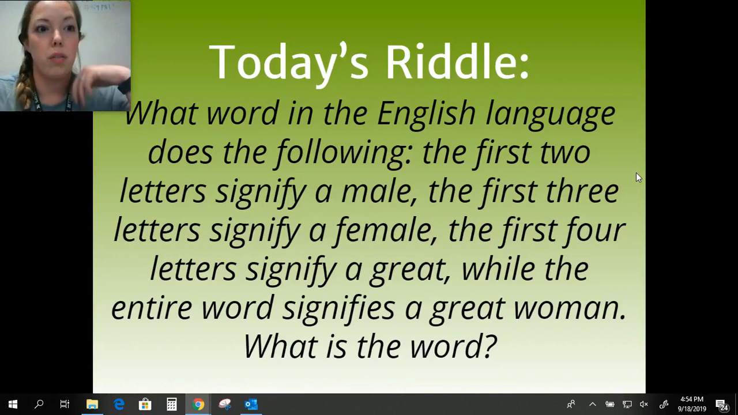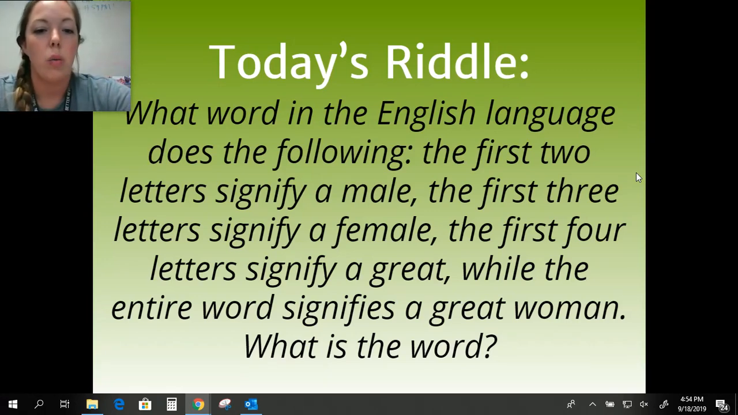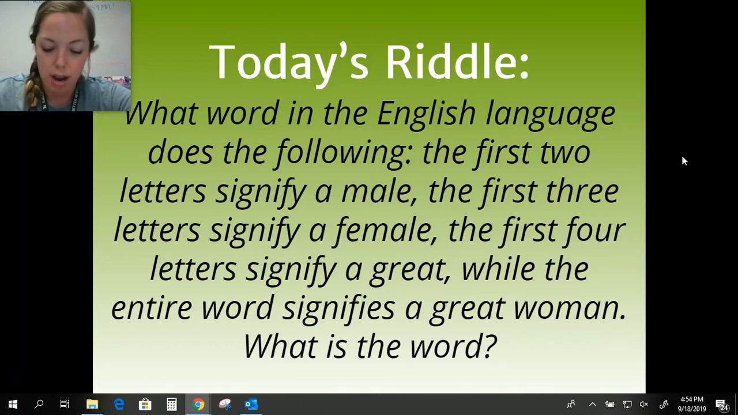Okay, so here's your riddle for the day. Let's see if y'all can figure it out. What word in the English language does the following? The first 2 letters signify a male. The first 3 letters signify a female. The first 4 letters signify a great, while the entire word signifies a great woman. What is the word? We will see if you can get it. I will tell you the answer in class.